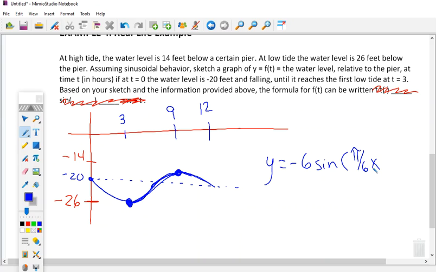Okay, how about a phase shift? Did this point move left or right at all? From the origin, did this move left or right? No, so is there going to be a C value? No. How about a vertical shift at all, though? Did this point move from the origin downward? To where? Minus what? Where did this move to? -20. Minus 20. You bet.